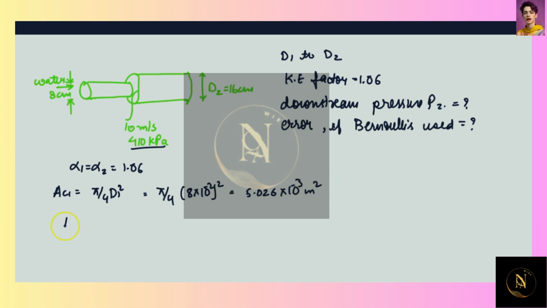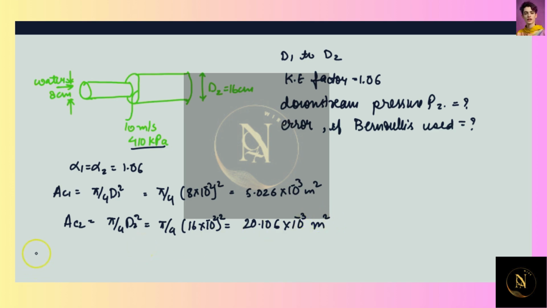Then calculating the cross-section flow area for pipe 2, which is pi by 4 d2 squared. Substituting the values, pi by 4 into (16 into 10 raised to the power minus 2) whole squared, this is equal to 20.106 into 10 raised to the power minus 3 meters squared.